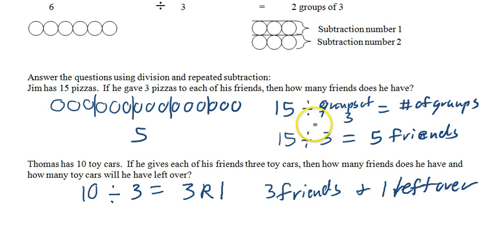So 10 divided by 3, because we had 10 cars in total. Sorry, let me get my cursor over there. You have 10 cars in total, and then we're going to divide it into groups of 3, because he's going to give 3 cars to each of his friends.